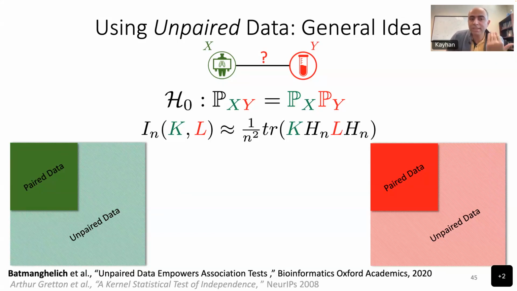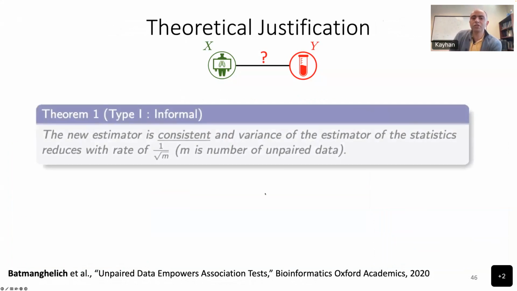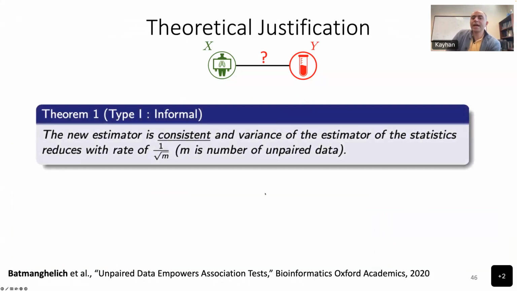It turned out that you can rewrite the test statistic as the eigenvalues of these big matrices, and the unpaired data set can help us provide a better estimate of these eigenvalues, and as a result, a better estimate of the type 1 error. We also further studied this problem theoretically. We showed formally in this paper that the type 1 error, which is about false positives, reduces as you have more and more unpaired data. This is the informal statement that you see here. The formal statement is in the paper.